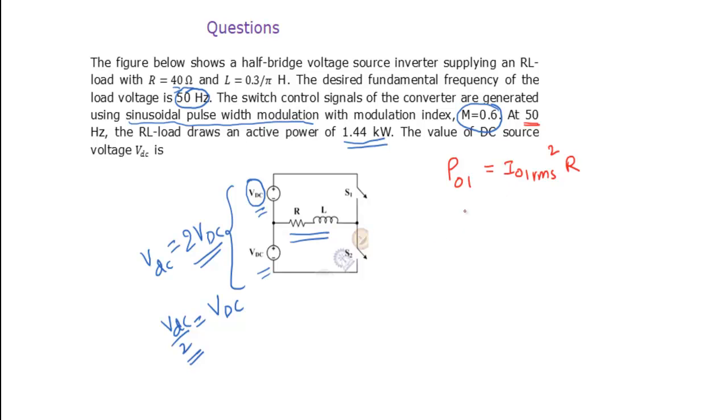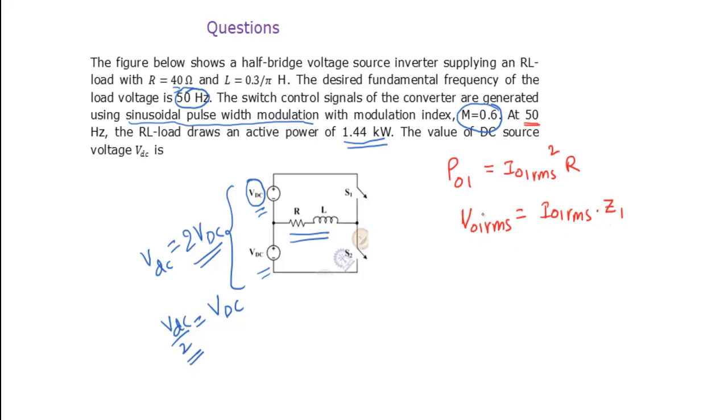Once we know this, we can calculate the V01 RMS voltage. V01 RMS voltage is nothing but I01 RMS into Z1, because it is an inductive load. So the fundamental voltage, sorry, this is not the maximum, this is the RMS value. We are talking about RMS values. V01 RMS value equals I01 RMS value times Z1.